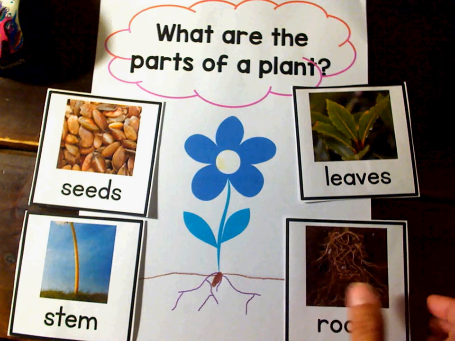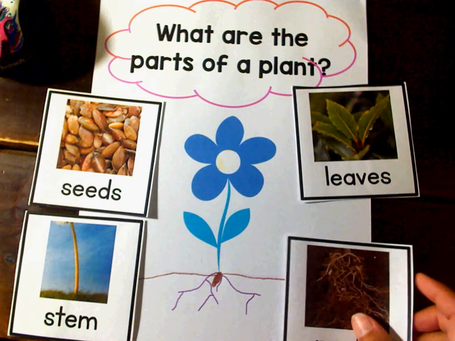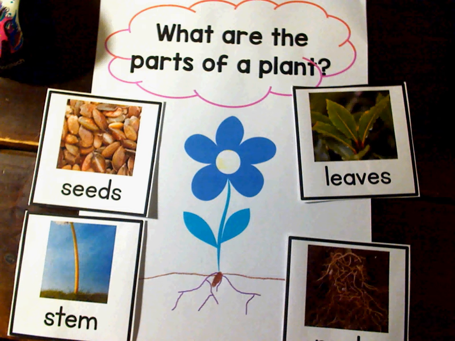If you guessed a root, you're correct. The root is the part of the plant that holds it in the ground. You plant the seed into the ground, but the roots come out of the bottom and anchor or hold that plant upright into the earth.